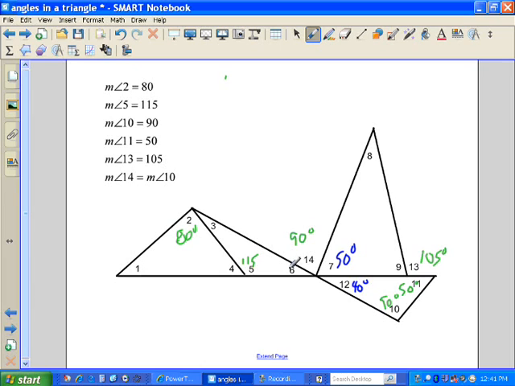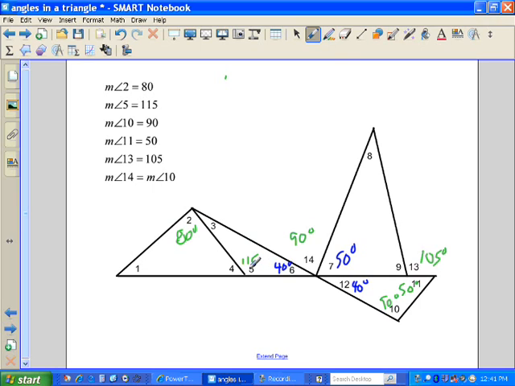Angle 12 and angle 6, what kind of angles are those? They're vertical angles. So vertical angles are the same. They're equal to each other. So this is 40. See how we're working our way around this triangle? And now we've got a 40-degree angle here, a 115-degree angle there. That'll help us get angle 3 over in this corner.